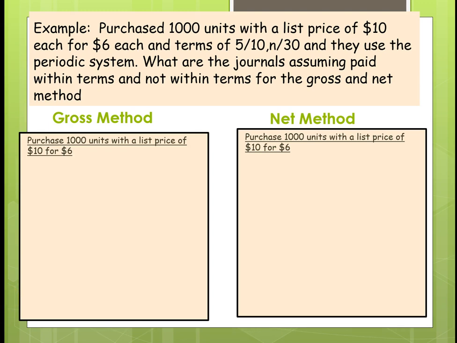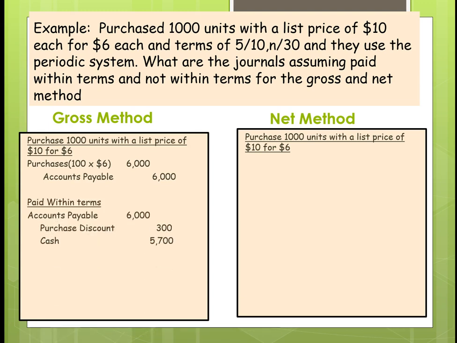In this example, we had items with a list price of 10 and they sold for 6. And we're using periodic, which means every account has to go to purchases, affects the purchase account. So purchases would be 6,000, and we take 100 times 6. Again, we use the actual price we paid. Then paid within terms, we're going to take that purchase discount. And paid after terms, it would just be accounts payable and cash.